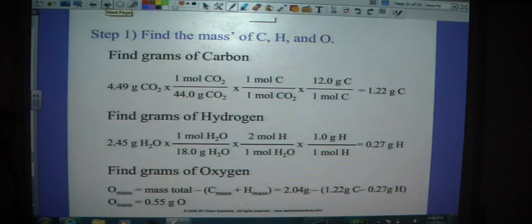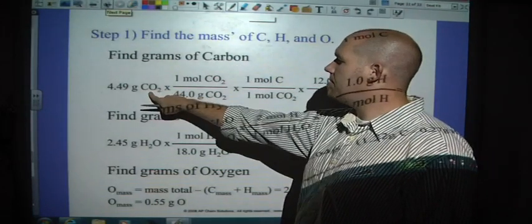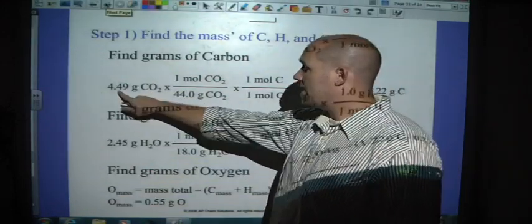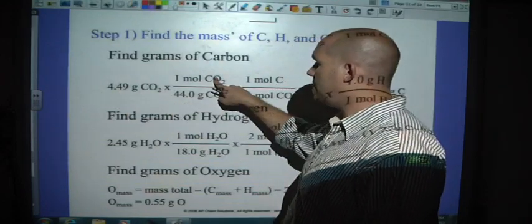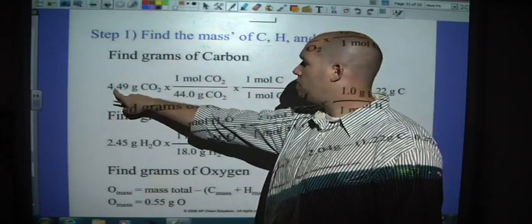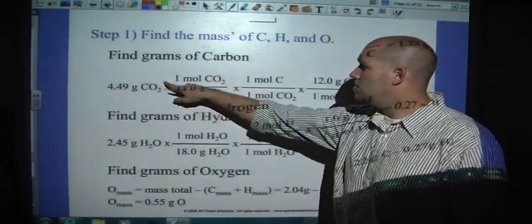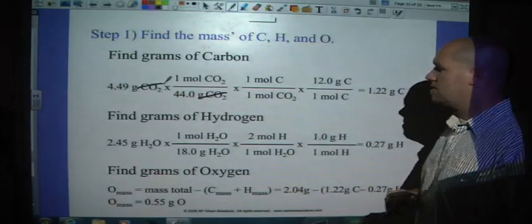Find the grams of carbon. Well, carbon, but we're starting in carbon dioxide. Okay, stick with me. We had this much in our carbon dioxide absorber. Well, let's get into moles then. You have 4.49. Well, for every 1 mole, you have 4.40. You divide that, you're now in moles of carbon dioxide.